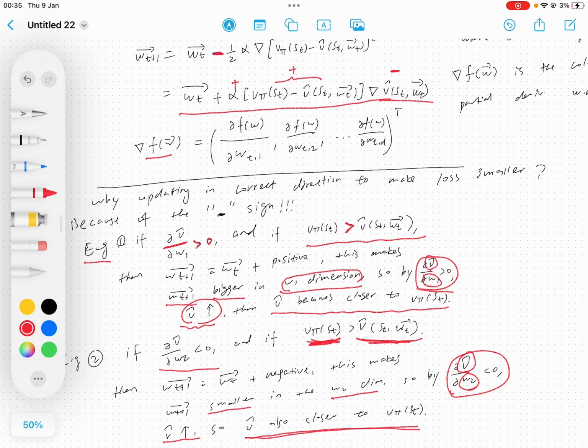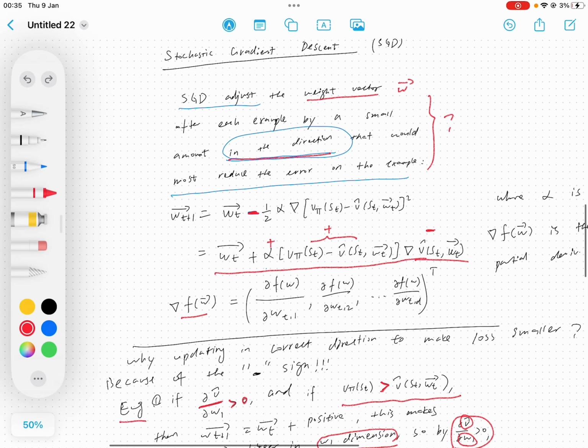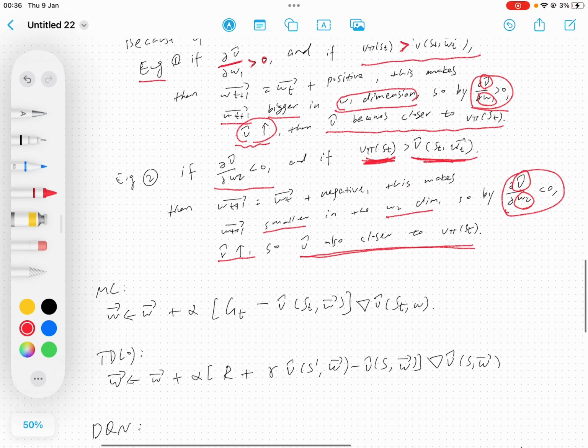Now we have successfully verified all the possible cases. Of course, we can verify the other way around, but that won't change the results. We see that under all cases, stochastic gradient descent, by giving this negative sign, which is very important, updates the weight W in the correct direction that helps us reduce the error, or the loss, after the observation. Okay, good. So that'll be the SGD.